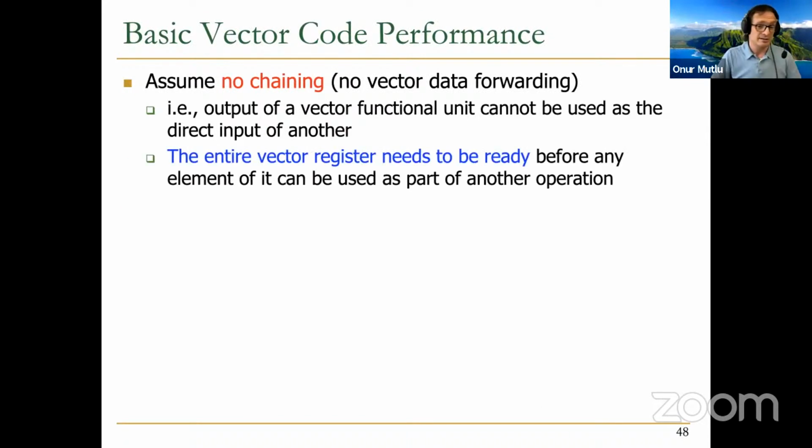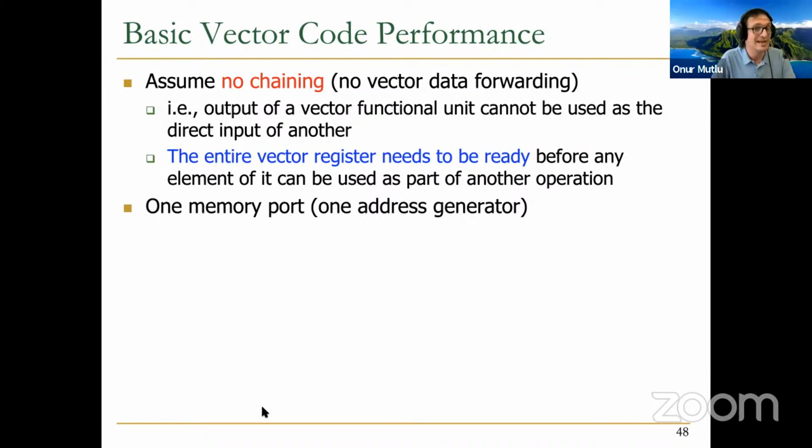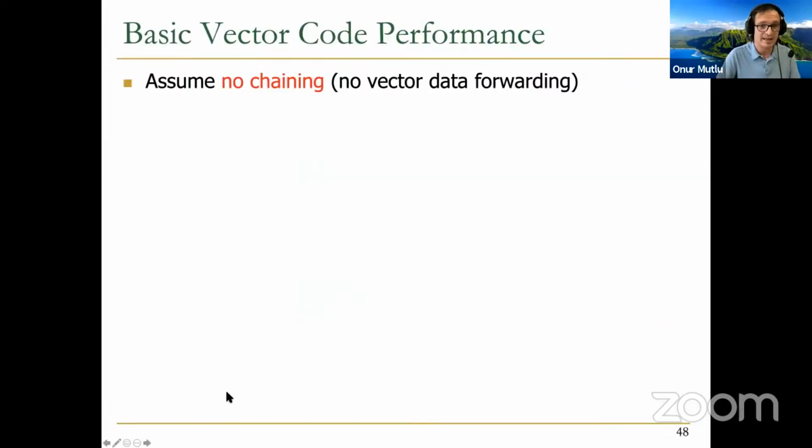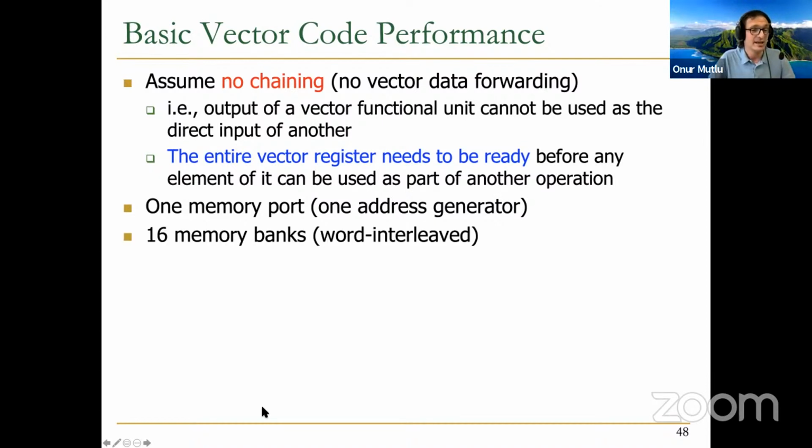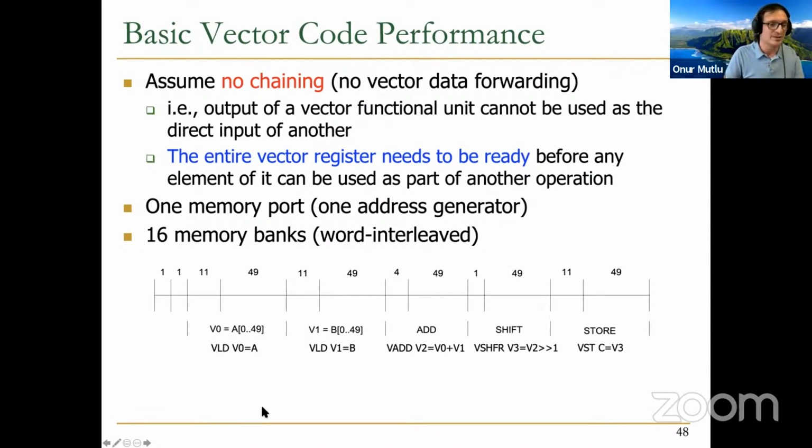Okay. So let's take a look. We're going to assume one memory port, one address generator. One memory port, meaning you can only start one load in a bank. You cannot start two loads in different cycles in one bank. Two memory ports means you can start two loads. Two load ports, one store port means you can start two loads and one store and sustain them concurrently. Okay, but we're going to assume one address generator and one port per bank. We're going to change that in a little bit. And then we're going to assume 16 memory banks because it's going to be important. And we're going to assume word interleaving. Consecutive words are in consecutive banks. Okay, so that's going to be nice basically.